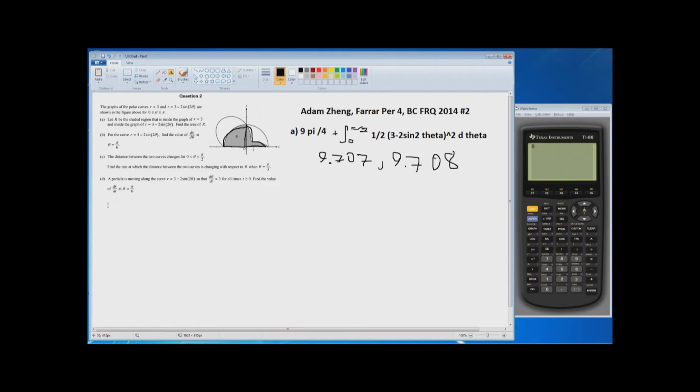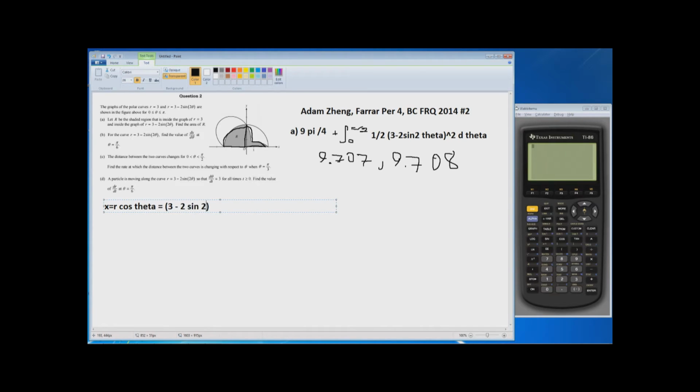Okay, now we can move on to part B. What is part B asking for? dx d theta. Now, what is x? X is always r times cosine of theta in polar. And since r is a function of theta, we have 3 minus 2 sine 2 theta times cosine theta. This is x, and we want to find dx d theta at theta equals pi over 6.